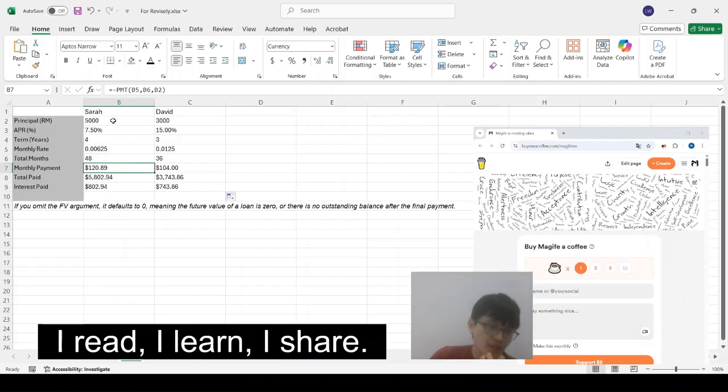The principal loan from Sarah is quite like a half of David's. Okay, but the interest rate, David pays almost double the rate of Sarah. But I think the major effect is here, the term. Sarah is paid for 4 terms and David is paid for 3 terms.